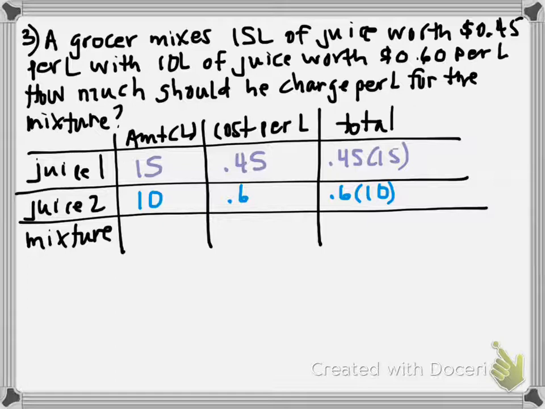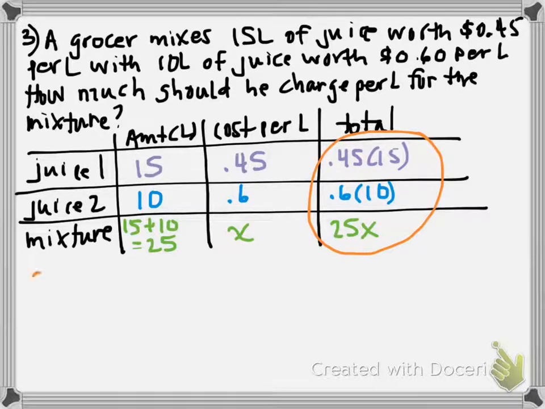So how much is in our mixture? 25 liters. That's right. We've got the 15 from the first juice, the 10 for the second, for a total of 25. How much is our mixture going to cost? That's what we're trying to solve for. That's your x. So we get 25x. So again, no surprise, the equation comes from this line right here. So I'm going to do this a little differently. Since the only place x shows up is in the mixture's total, I'm going to put him on the left. And he is going to be equal to the sum of the other two.